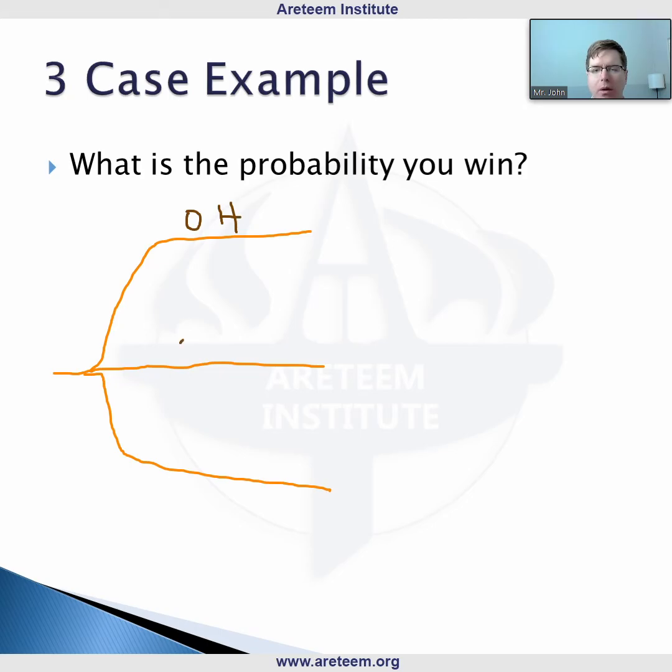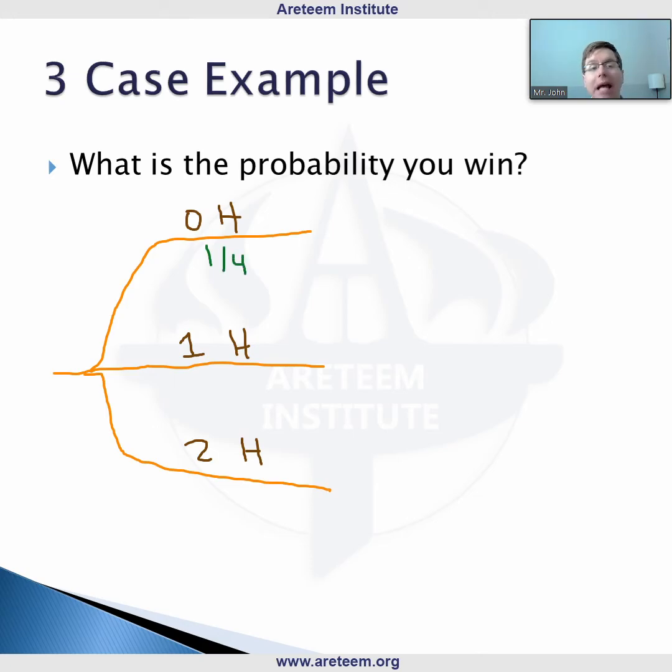We have 1 heads here as well. And then we have 2 heads as our final scenario. Now, don't forget that we want to associate probabilities with these things. 0 heads means both of our flips are tails, so that is a 1/4 chance in that case.